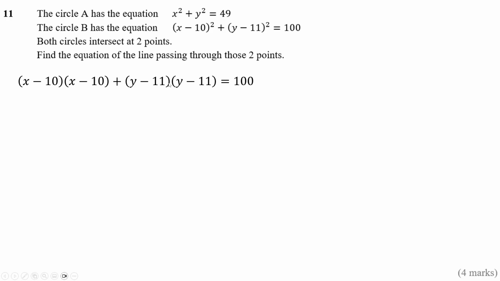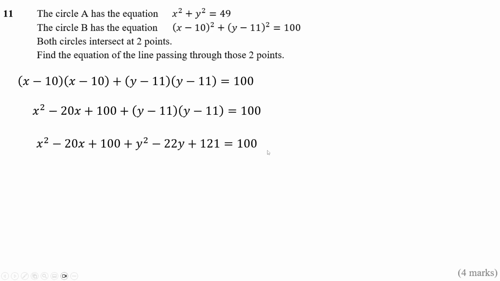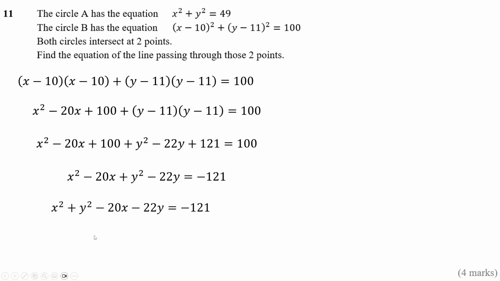So what I'm going to do is write this like that, and then I'm going to expand this to get x squared minus 20x plus 100. And then I'm also going to expand this to get y squared minus 22y plus 121. And then collect this, so that's 221, and then minus it from 100, so you'll have minus 121. I'm going to put these squares together to get that, and maybe this is a bit easier to solve for you. You can see that x squared plus y squared is just 49.